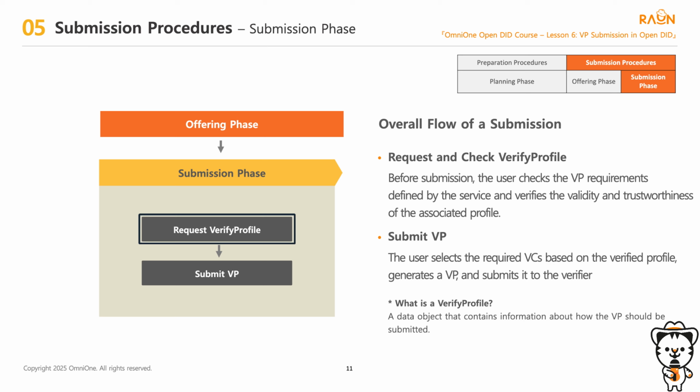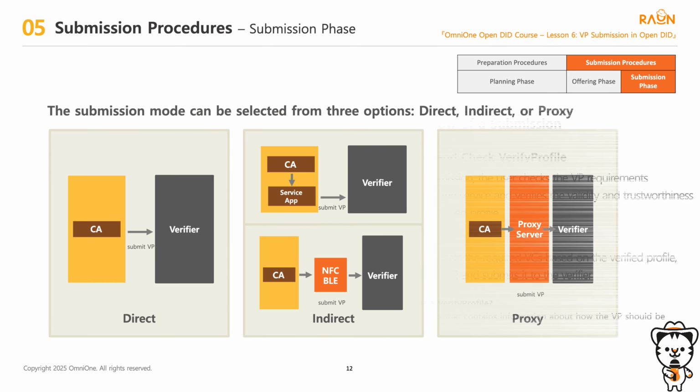Simply put, the verify profile is metadata containing the verifier's information, filter conditions for the submittable VCs, and the VP submission method. Through this verify profile, both the user and the verifier can clearly confirm in advance the algorithm used to securely encrypt and transmit the VP, and what attribute information is required for the submittable VCs. The user then, based on this profile information, selects a suitable VC for submission, creates a VP, and securely submits the VC information to the verifier through the VP submission process.